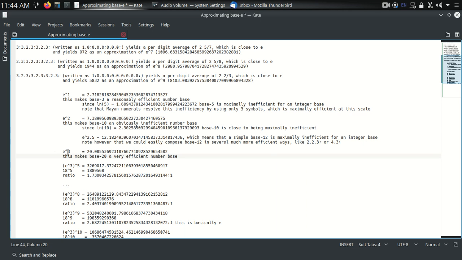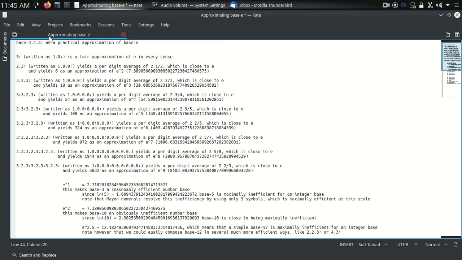But now notice e cubed. It's just over 20. It's 20.08, 20.09 if we round it. This makes base 20 a very efficient number base. And you might also notice that the Mayan number system, for the most part, used base 20. There are some actual parts in the Mayan number system that use base 18, though. So that is also interesting, where 18 is sort of what we landed on here.